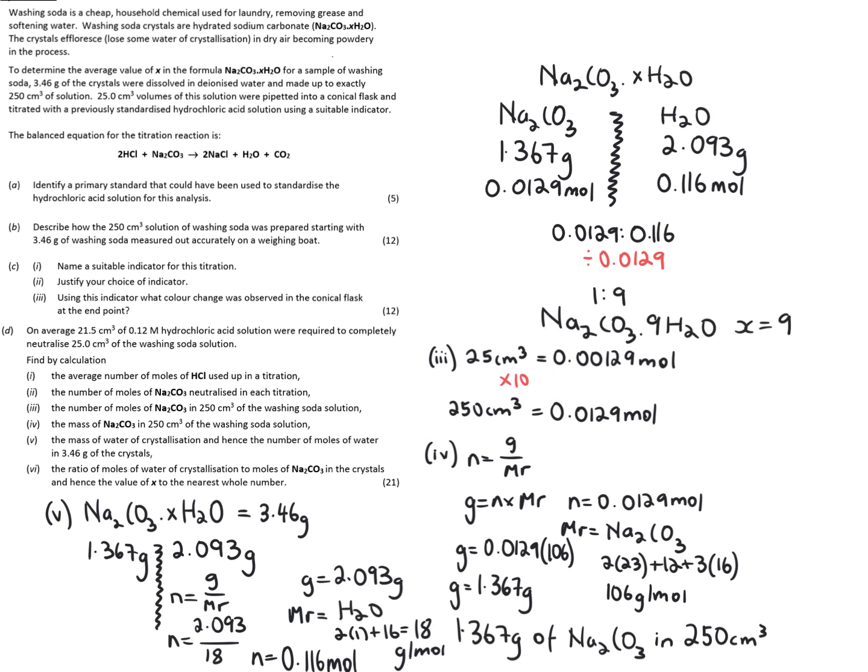That brings us then to the end of this video, which is going through the 2020 question 1 on Leaving Certificate Chemistry, which is all about finding or determining the average value of X in Na2CO3.XH2O, which are washing soda crystals.